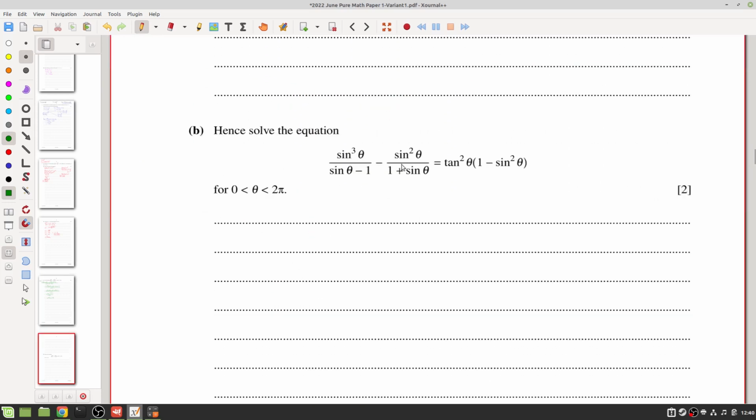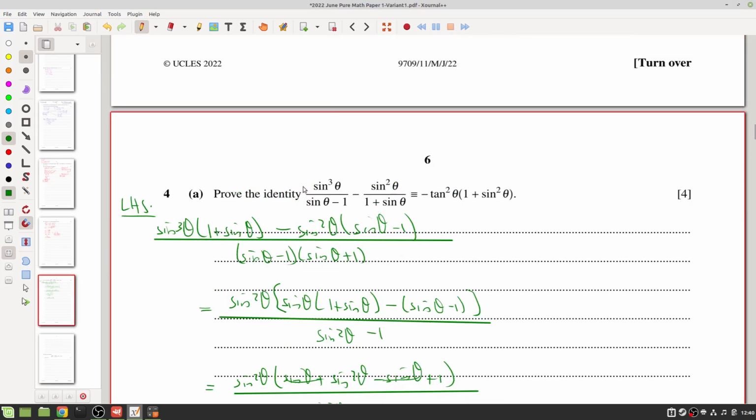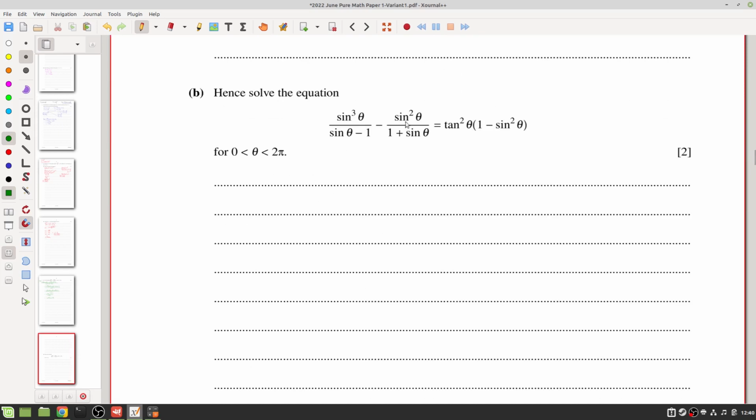Hence, solve this equation. Okay, so this is exactly the same as the top, right? This sine cubed over sine minus, sine squared over 1 plus. Yeah, okay, that's the same. So we have to show this is equal to that. Or what we have to solve this. So this part we can rewrite as our answer previously, which was negative tan squared theta times 1 plus sine squared theta. So that's just rewriting this part. Okay, equals, and then they tell us equal to tan cubed, tan squared theta, 1 minus sine squared theta.